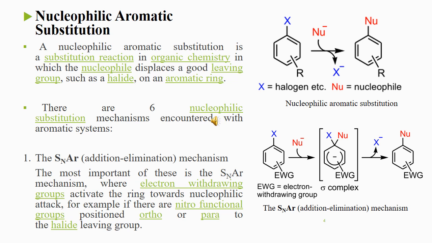So as you can see, the nucleophile is coming. First the nucleophile is added, a sigma complex is formed, with both the leaving group and the nucleophile on the sigma complex, and then in the next step elimination of the leaving group takes place. So that's why it is called the addition-elimination mechanism. In the first step the nucleophile is added, and in the second step the leaving group is eliminated.